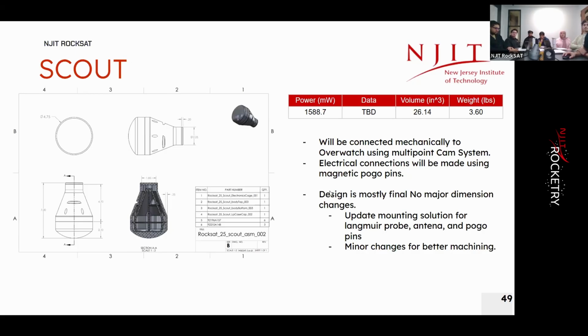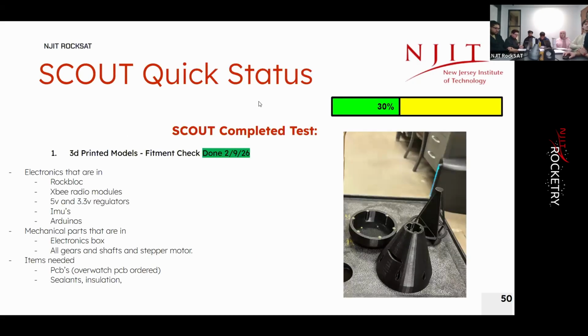The design is mostly final, no major changes to the dimensions. The only thing we'll be updating is the mount solutions for the Langmuir probe, the antenna, and the pogo pins, and then just some minor changes for better machining. For a quick status update, we're about 30% complete tested. The only thing we haven't done that we did for Overwatch was the FAA analysis, but we completed our 3D printed models. We have some here, and those are some pictures of the older ones. That was done about a week or two weeks ago, I believe.